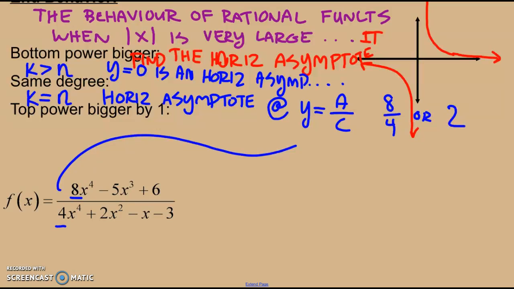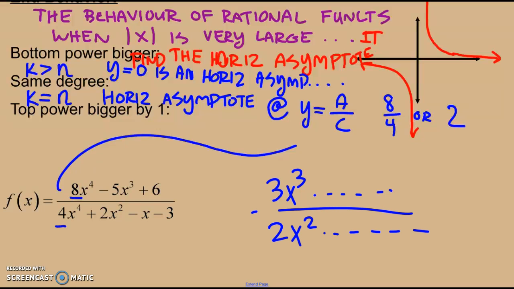right? What if the top power is bigger by 1? So if you had like 3x to the third, and so on, over like 2x squared, and the top power is bigger by 1, then you're going to have a slant asymptote, right? Because when you divide those out, the difference is a line. So you can have a slanted asymptote as well, and these can take on some crazy fun little shapes like that. So we call that slant.